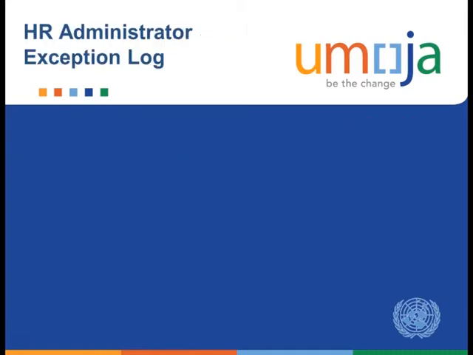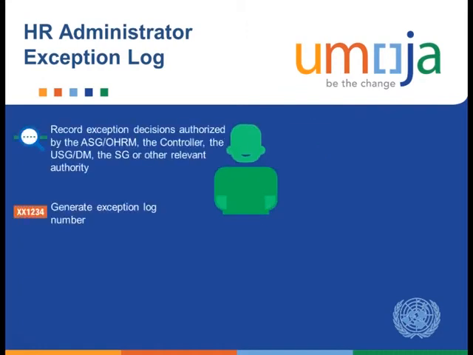Finally, let's take a look at the role of the HR Administrator Exception Log. As the name suggests, this role records the exception decisions authorized by the Assistant Secretary General for Human Resources Management, the Controller, the Undersecretary General for Department of Management, the Secretary General, or other authorities, and generates the exception log number that is then conveyed offline to the requester to proceed with subsequent actions in Umoja. The exception log number serves as a reference number that facilitates the tracking of policy exceptions that have been granted.